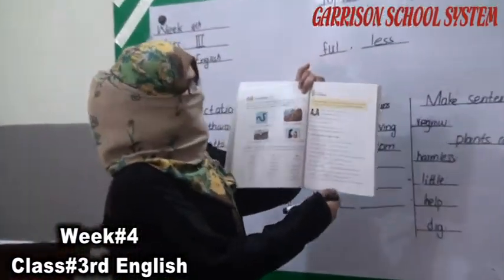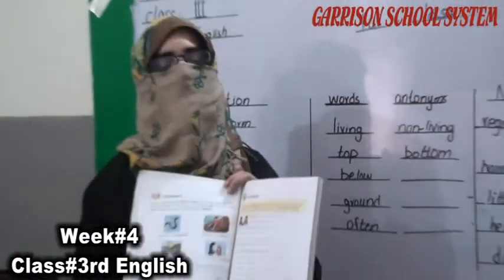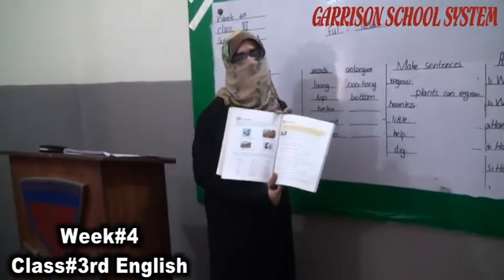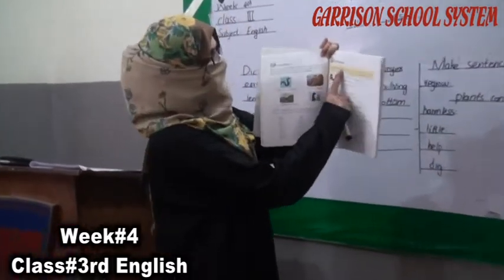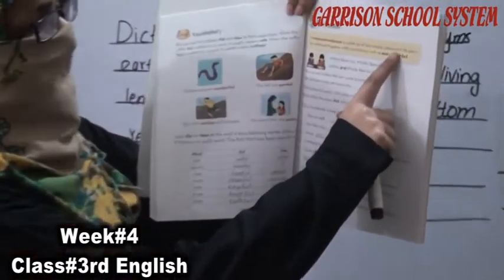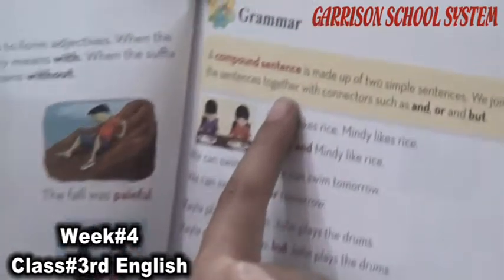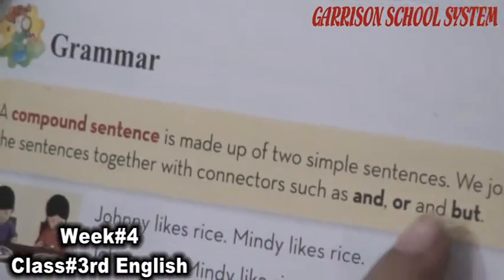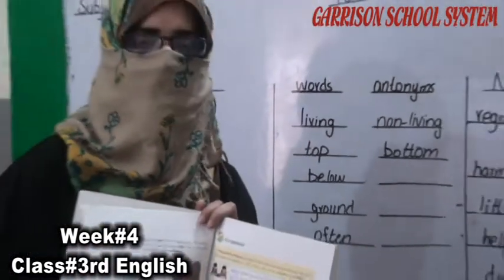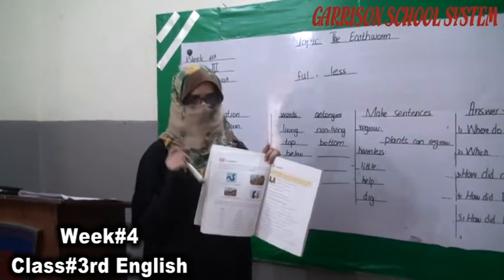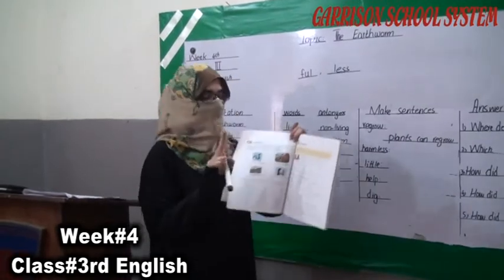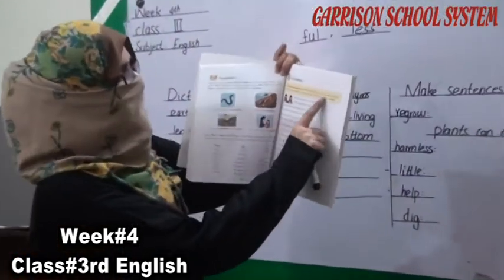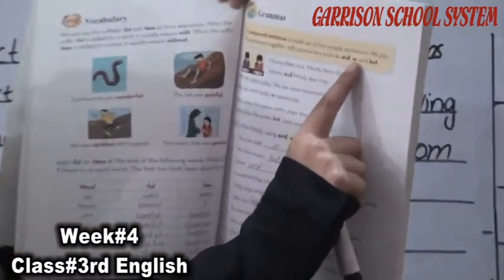Okay, now the next page is about the grammar page, the compound sentence. As I am telling you, the grammar section is all about the compound sentence. We know that a compound sentence is made of two sentences. We use connecting words such as and or but. As I told you in the first chapter, we make a complete sentence by adding two simple sentences with words like and or but.